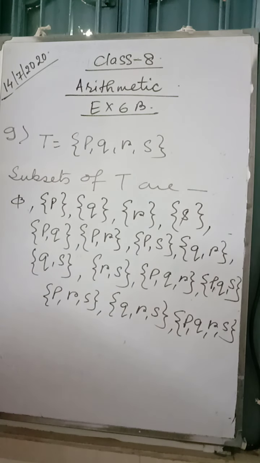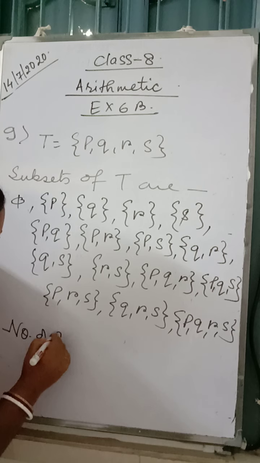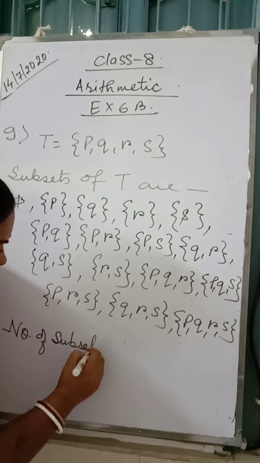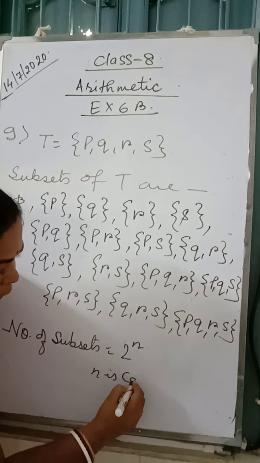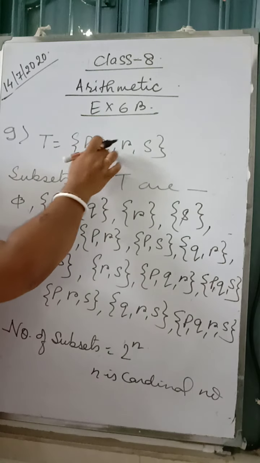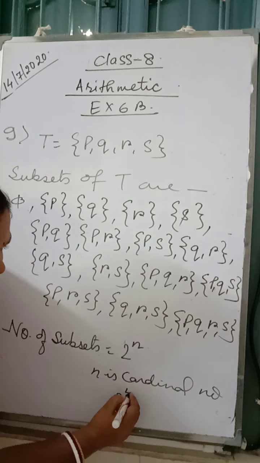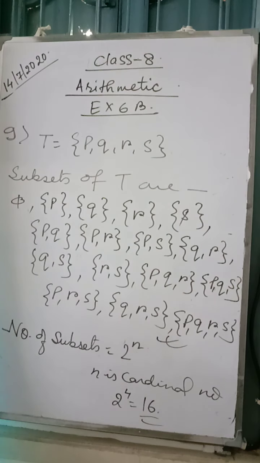There is a formula. It means it is correct. Number of subsets is equal to 2 to the power n, where n is cardinal number of set. So here we have 1, 2, 3, 4 numbers. So 2 to the power 4, there are 16 subsets. We got 16 subsets. So it is correct. This is to check you. These are the subsets. First you write.